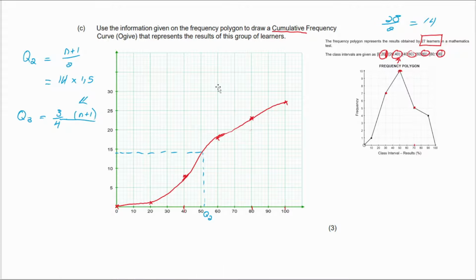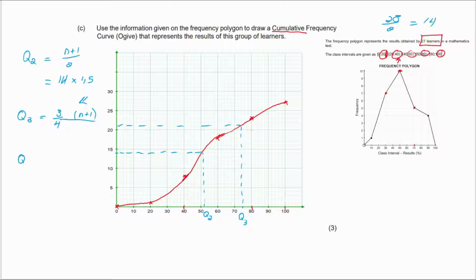21. Okay, so at 21, okay, that's not a very straight line, but over here is where we would read off Q3.